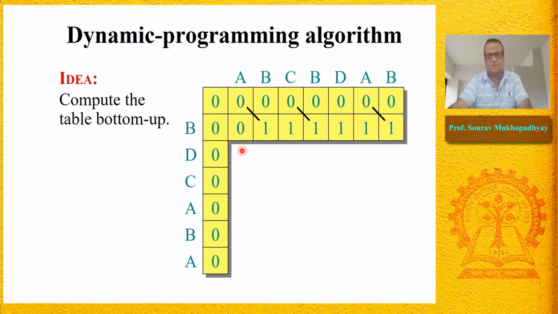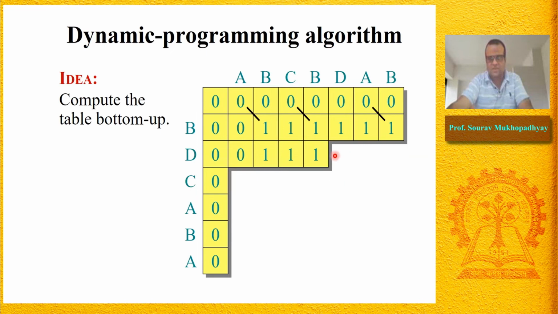Similarly, so this is C1,2. For that we need to check this value and this value. This is A, this is D. So these two are not same. So it will be maximum of these two. Maximum of these two is 0. So we put 0 over there. Now again these two are not same. Maximum of 0 and 1, this will be 1. So like this we continue.